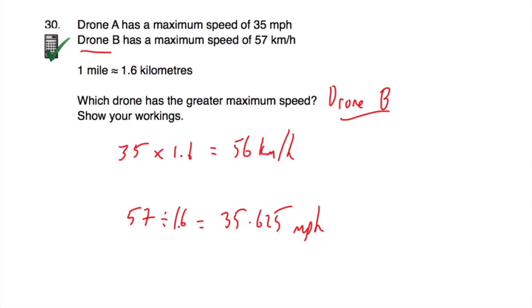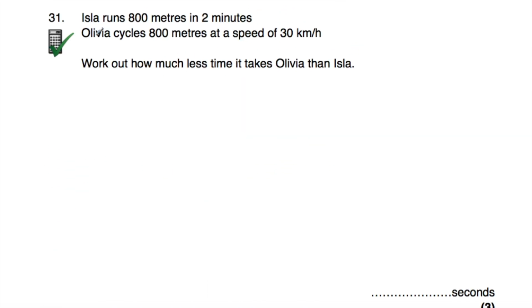Okay, let's look at our next question, question number 31. Question number 31 says, Isla runs 800 meters in 2 minutes and Olivia cycles 800 meters at a speed of 30 kilometers per hour.